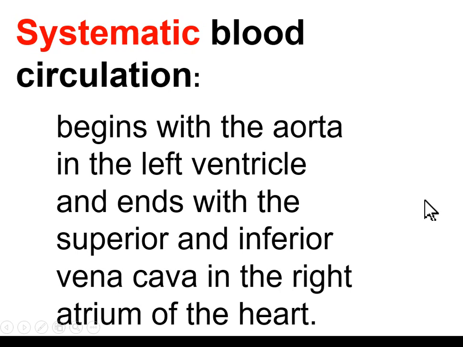Systemic blood circulation begins with the aorta in the left ventricle and ends with the superior and inferior vena cava in the right atrium of the heart. This is the great circulation ring, also called systemic blood circulation, which originates inside the left ventricle and ends inside the right atrium.